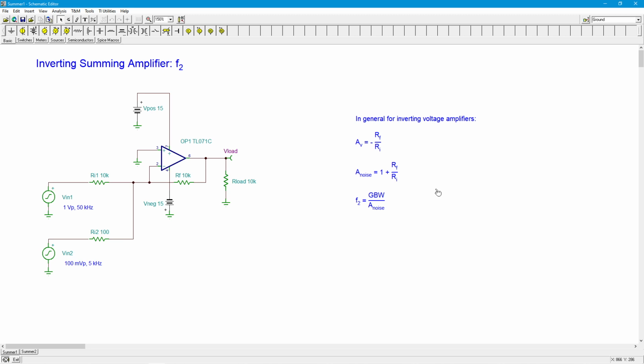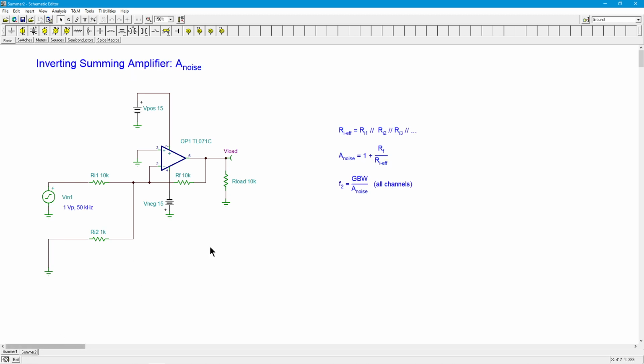When we find noise gain, we basically do a sort of Thevenization of various sources. So I would look back this way and say, okay, short this, short this. What do I have for my RI? In other words, something more like this. I've just removed channel number 2, so that shorts out like this. If I had a third channel, a fourth channel, I would do the same thing.